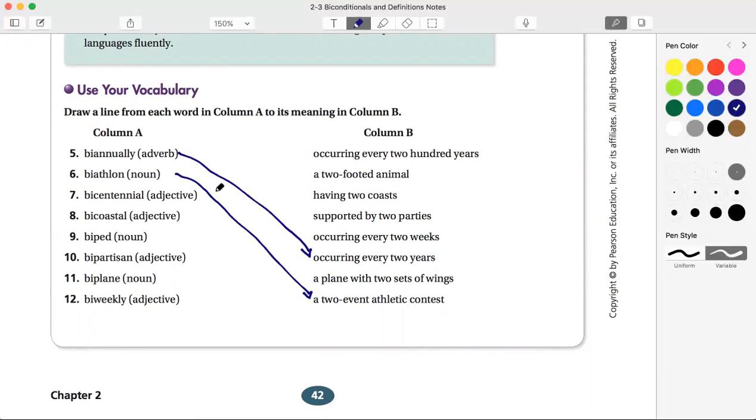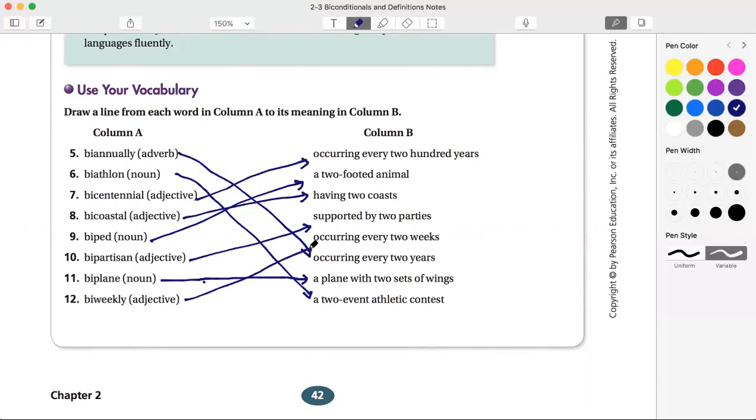Bicentennial is something that occurs every 200 years. Bicoastal is having two coasts. Biped is having 2 feet. Bipartisan is being supported by two parties. Biplane is a plane with two sets of wings. And last but not least, we have biweekly, which is occurring every 2 weeks.